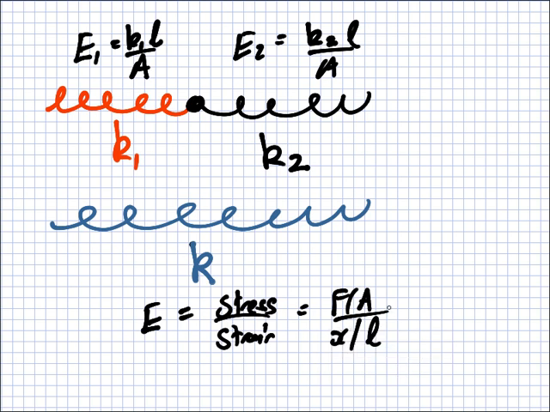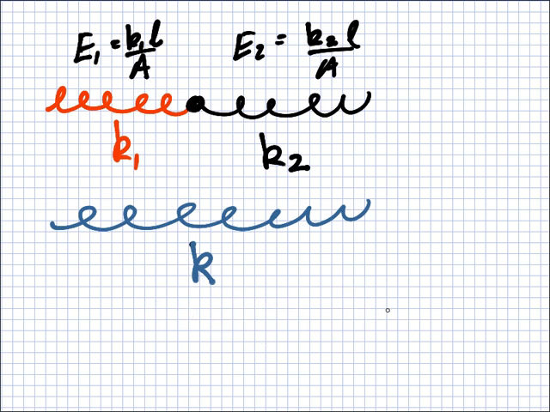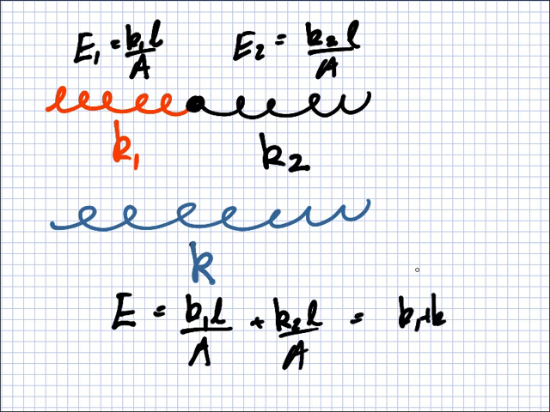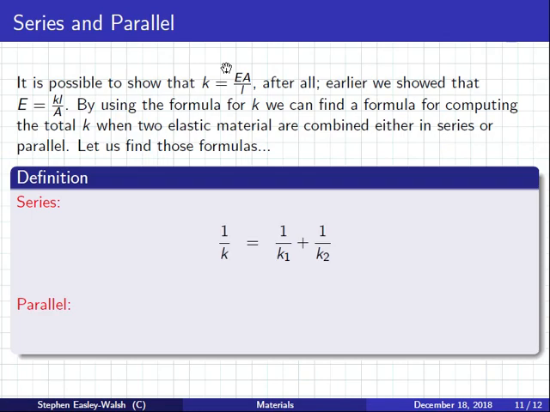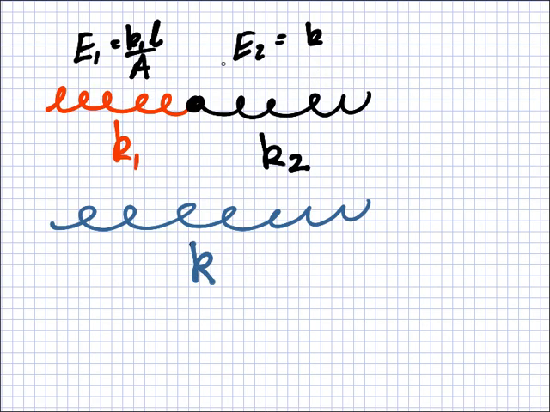So, I'm sorry, I'm getting myself a bit confused here. The E would be K1 L over A plus K2 L over A. So that would be K1 plus K2. It's getting very messy. I think for this one it would just be K1 plus K2, and I think you can show this with the E's. No, I'm wrong. I'm totally wrong. I'm so sorry. Let me start again. A bit of coffee first, please.